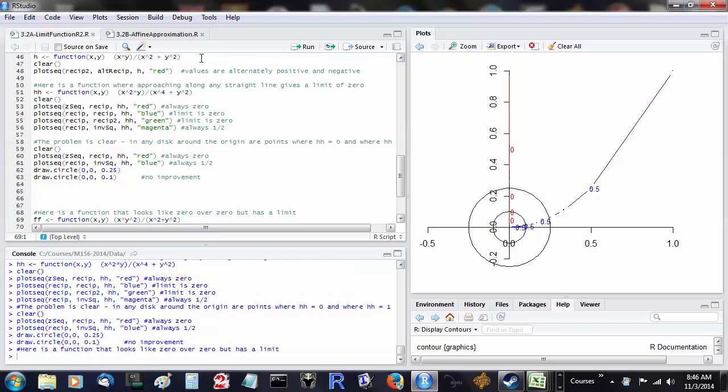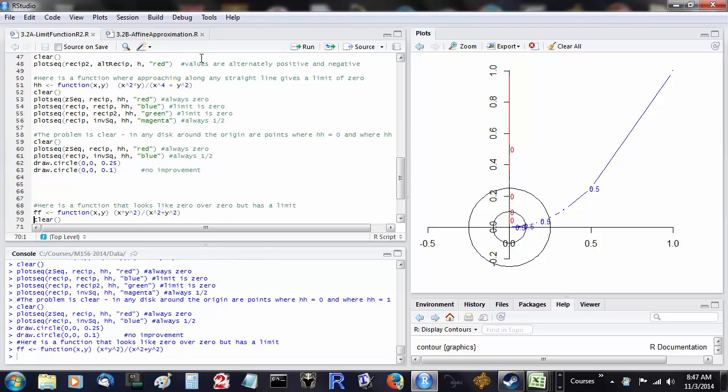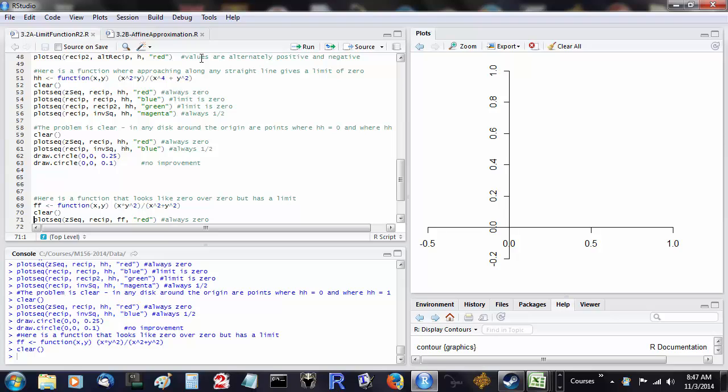Don't conclude, though, that just because a function looks like 0 over 0 at the origin, it doesn't have a limit. Here's a function which I've named ff, where the numerator is xy squared, the denominator is x squared plus y squared. I cannot plug 0 and 0 into that formula. Nonetheless, this function has a perfectly good limit of 0 as the points approach the origin.